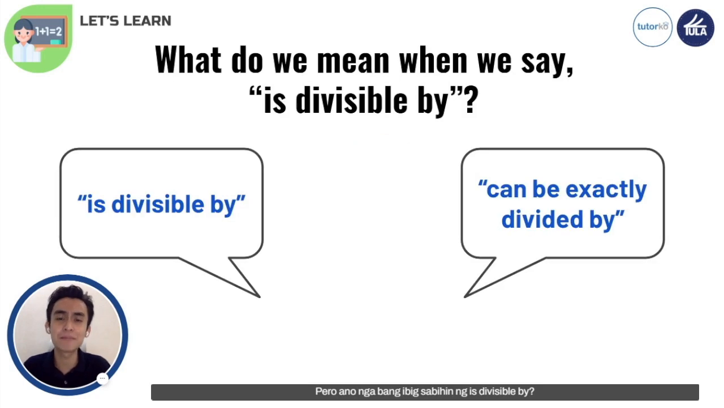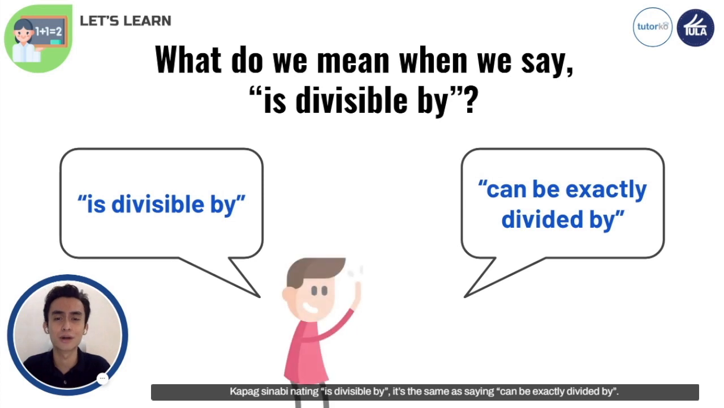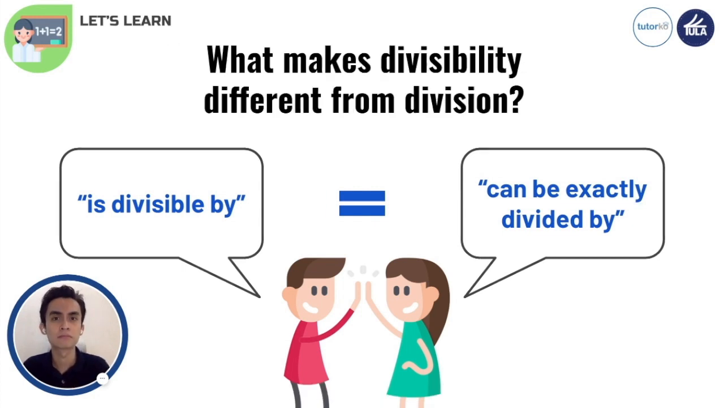Pero ano nga bang ibig sabihin ng is divisible by? Kapag sinabi natin is divisible by, it's the same as saying can be exactly divided by. Kapag sinabi natin exactly, dapat walang maiiwan o matitira.